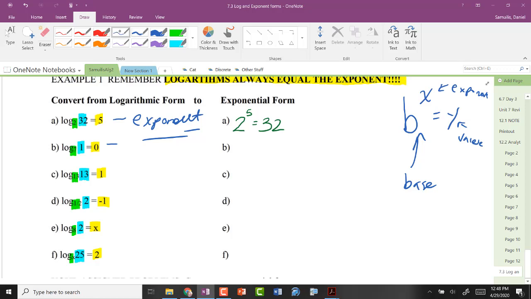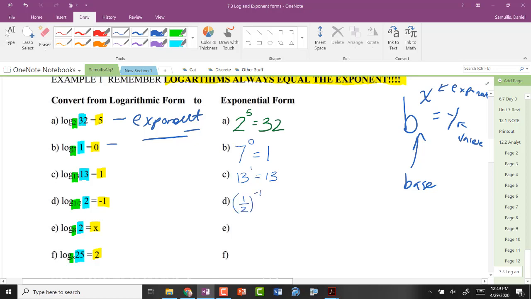It's just a conversion. So I have 7 to the 0 equals 1, which is true. 2 to the 5th is 32, 7 to the 0 is 1, 13 to the 1st is 13. That's true.